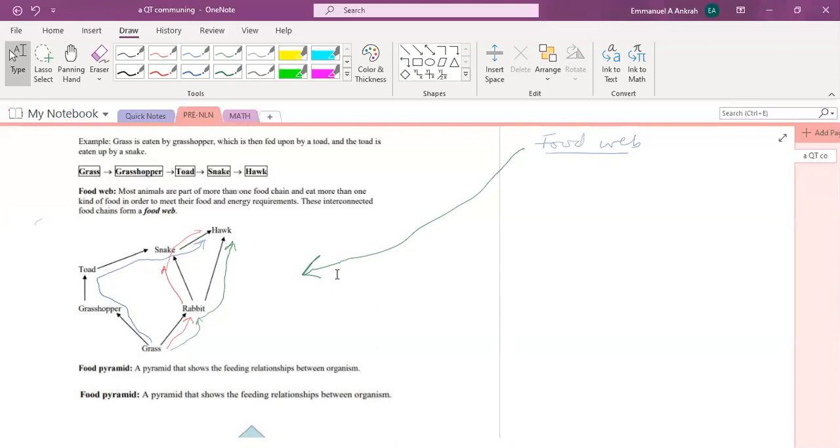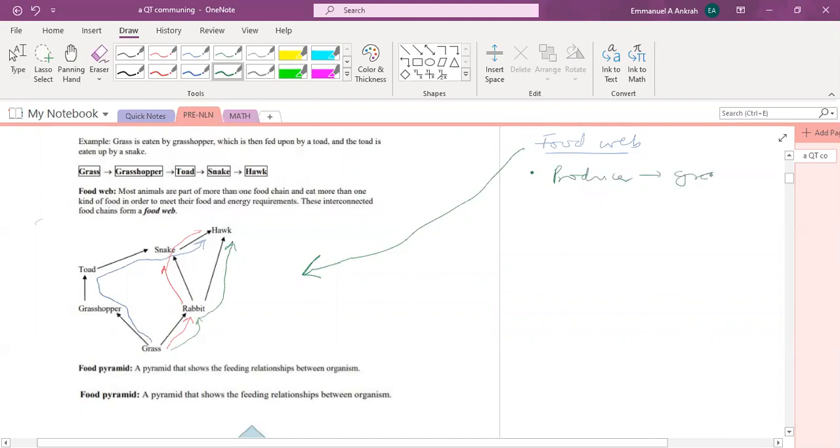All right. So again, how do you answer questions on these? You could be asked to identify the producer. So we can identify the producer here. So what is the producer? Again, your producer will be the grass. Okay, that's a producer here.